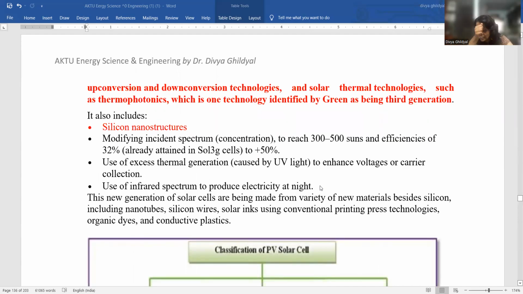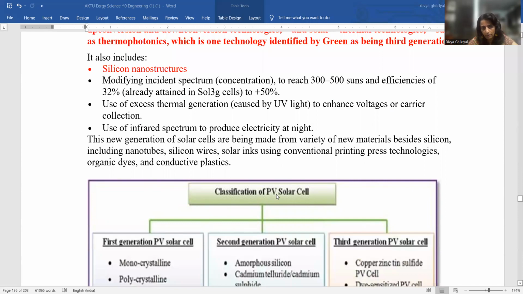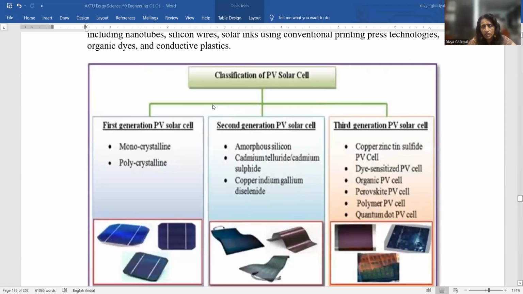They no doubt include silicon nanostructures. Nano is 1/10^9, nanotechnology, nanoscience, excess thermal generation, to enhance the voltage of carriers. This new generation of solar cells is being made day by day from a large variety of combinations like nanotubes, silicon wires, quantum dots, organic dyes, etc. So this is more into the research.